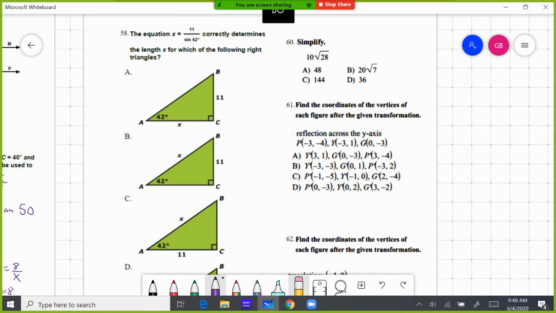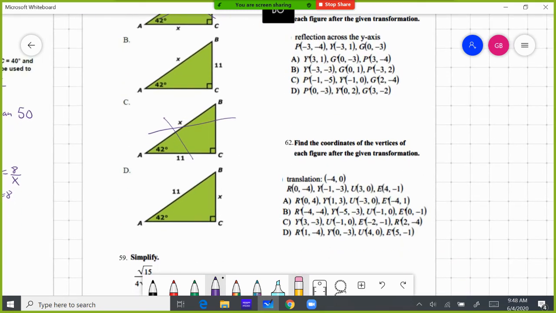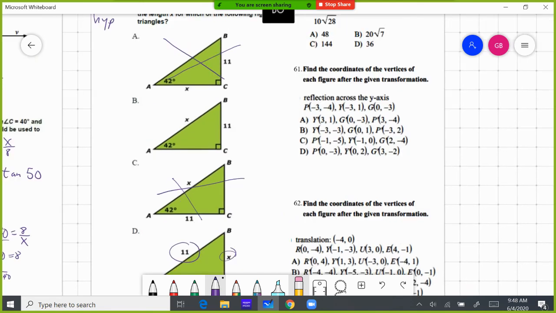The equation x equals 11 over sine of 42 correctly determines the length of x for which of the following right triangles. So if we're using sine, then you need opposite and hypotenuse. Okay, A doesn't have the hypotenuse. B, it does. Opposite and hypotenuse. C, no, the 11 is the adjacent, so it's not C. And then D also has opposite and hypotenuse. Okay, so now we have to figure out which one is the correct one.